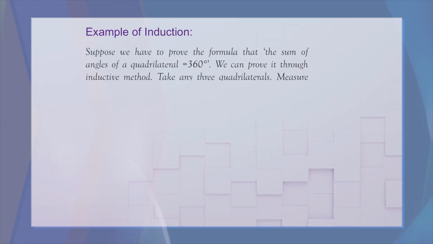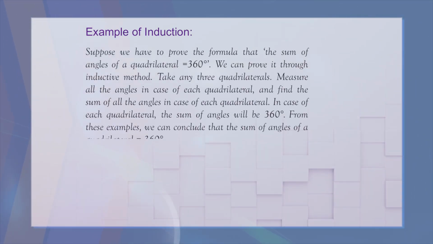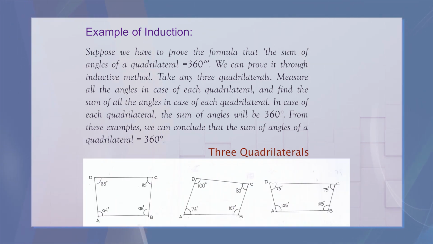Suppose we have to prove the formula that the sum of angles of a quadrilateral is equal to 360 degrees. We can prove it through the inductive method. Take any three quadrilaterals, measure all the angles in each quadrilateral and find the sum of all the angles in each quadrilateral. In each quadrilateral, the sum of angles will be 360 degrees. From these examples, we can conclude that the sum of angles of a quadrilateral is equal to 360 degrees.